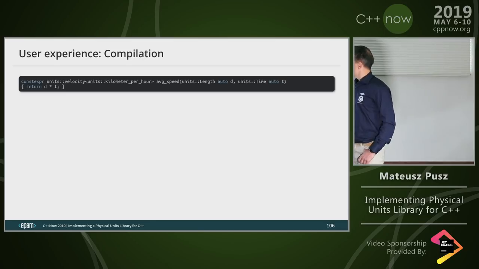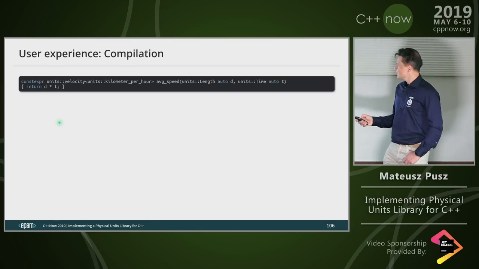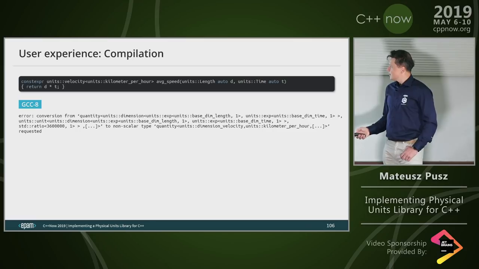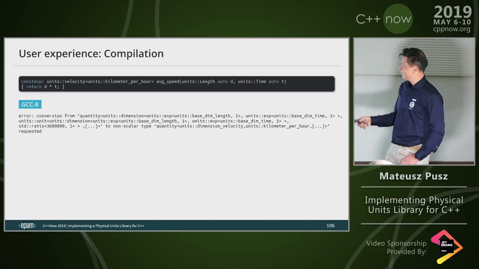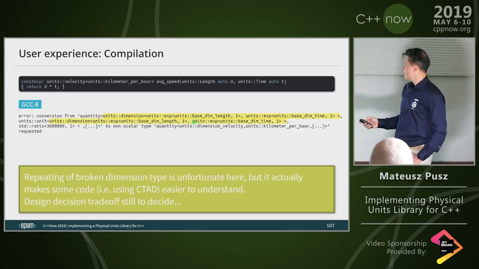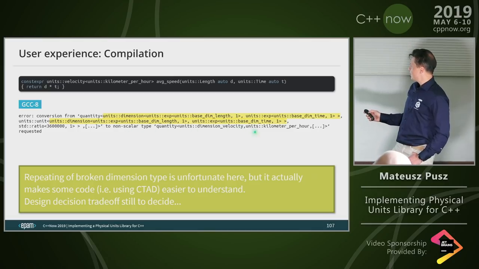So let's see how it works from the compilation point of view. So this is the user experience part. I again have a problem here, and GCC provides me this error. It fits on one screen. It says that we have a conversion from quantity with units and dimension, dim length one, dim time one, and yeah, it's repeated here, as you can see, to non-scalar type dimension velocity kilometers per hour.